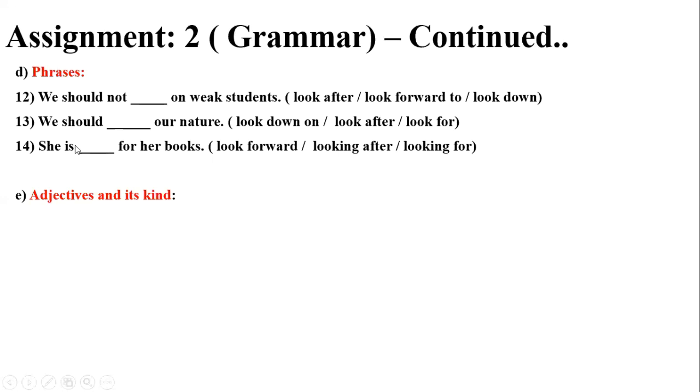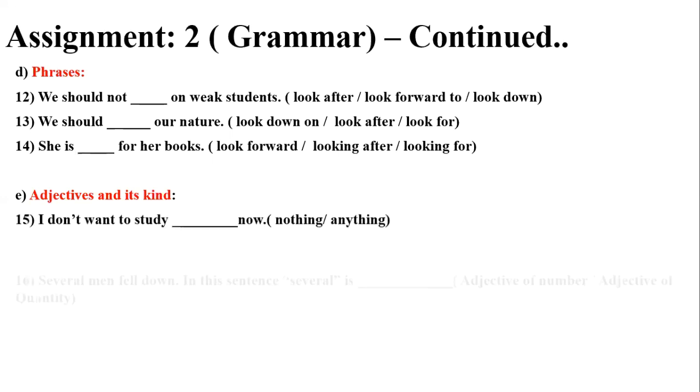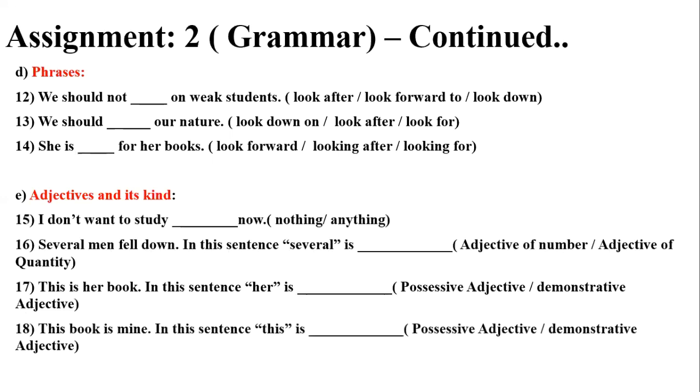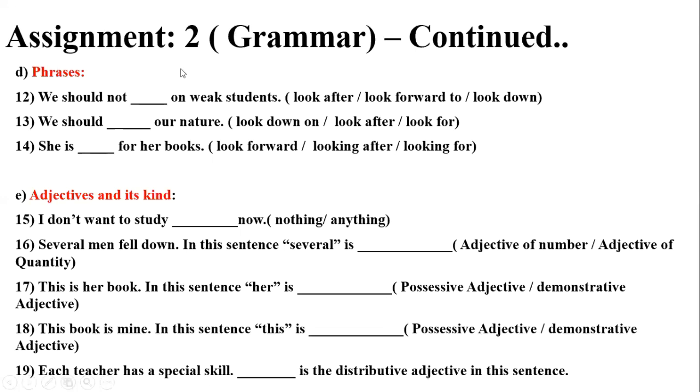Next one, adjectives and its kinds. Here are a few questions on how it can come. I don't want to dash now. See, I don't want to, don't is negative. So which one you need to select? I already taught you. So select the correct one.